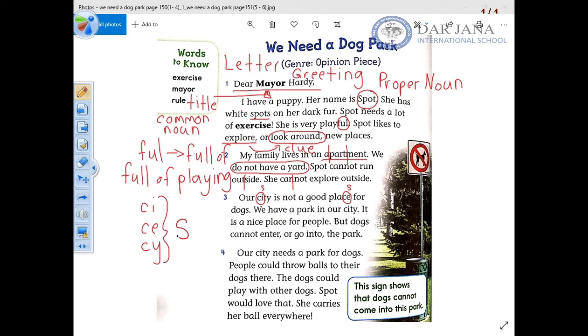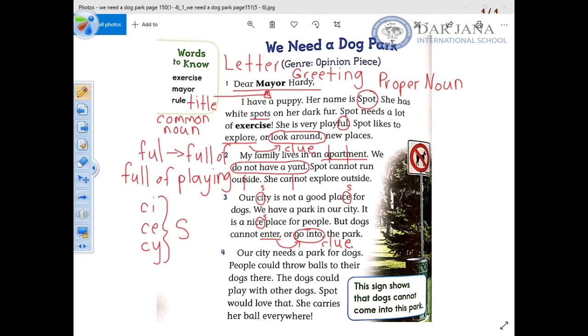Let's read paragraph 3 again. Our city is not a good place for dogs. We have a park in our city. It is a nice, look here again, CE. It is a nice place for people, but dogs cannot enter or go into the park. Now, here we have another word that we can say. We have enter. Do you know what enter means? Can we read on? We cannot enter or go into is the clue. Okay, so let's do that. And it means go into. This is another clue. Okay, but dogs cannot enter or go into the park.